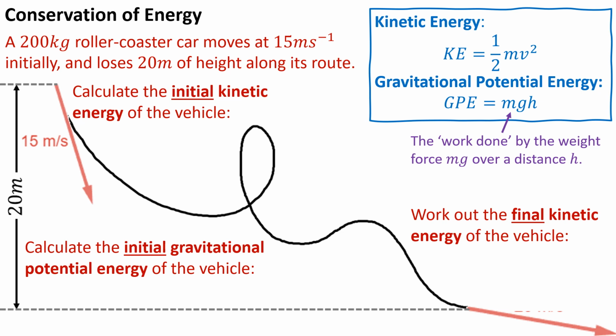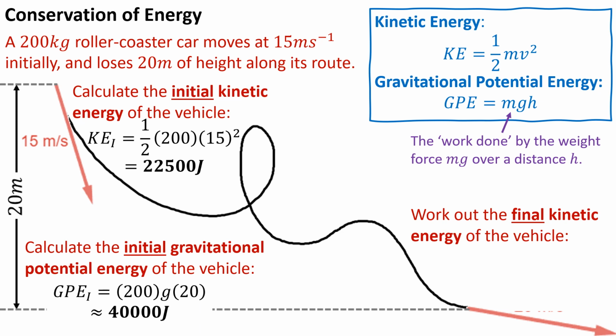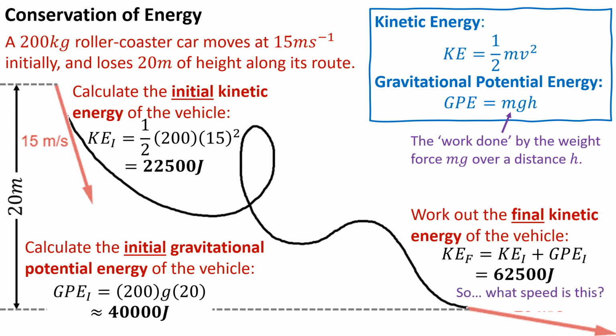Okay, so the first one here is kinetic energy at the beginning, half mv squared. The mass is 200 and the initial speed is 15, so I get 22,500. Initial gravitational potential energy, if you use g equals about 10, then you should be getting an answer of about 40,000 joules for this one, mgh. And then we just add those two together to get the final kinetic energy. And the beauty of this is, if you know that all of the energy is now kinetic, you can go back to your formula, substitute those values in, and work out the speed that corresponds to that.